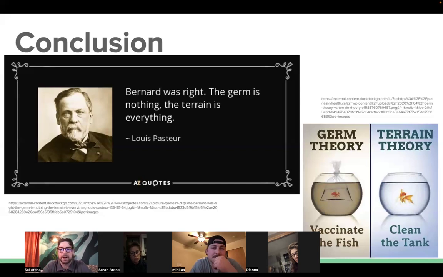And right before we wrap up, this infographic on the right hand side, germ theory versus terrain theory, is a perfect image if you really want to boil it down. What is germ theory? Well, this fish remains in that environment, and you just keep adding some clean water to the bag, or maybe vaccinate the fish against the dirty water. Whereas with terrain theory, on the other bowl, you actually clean the tank out. That makes sense to me and seems like it would be the most effective.